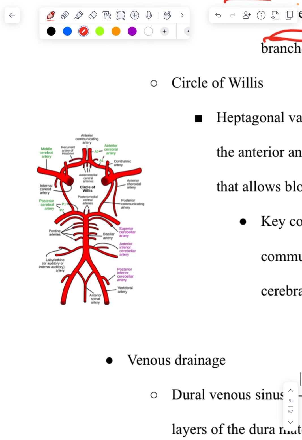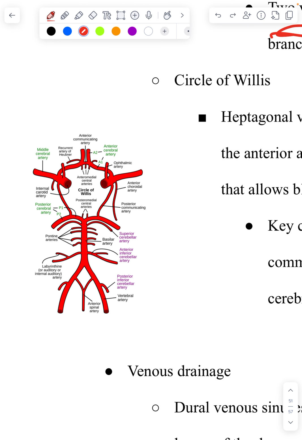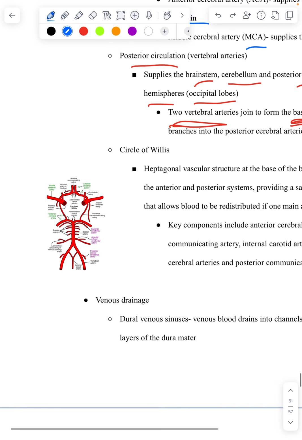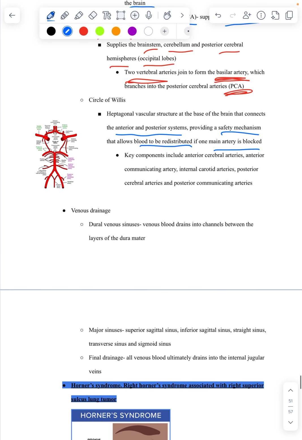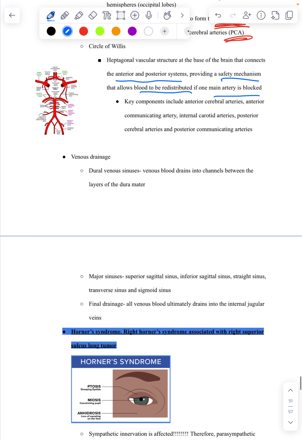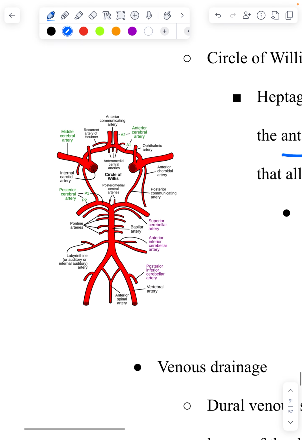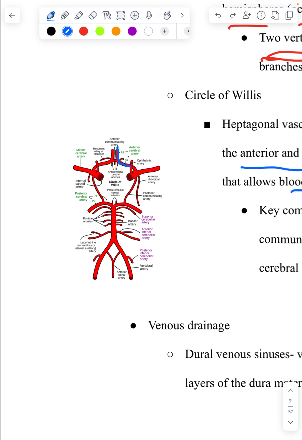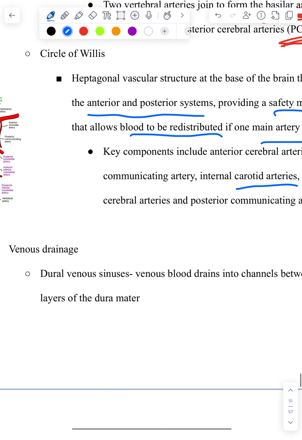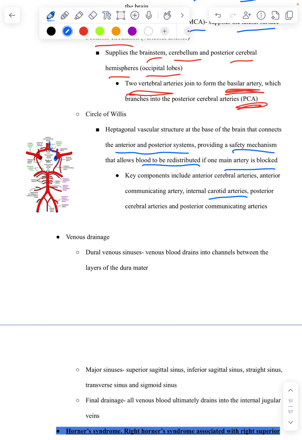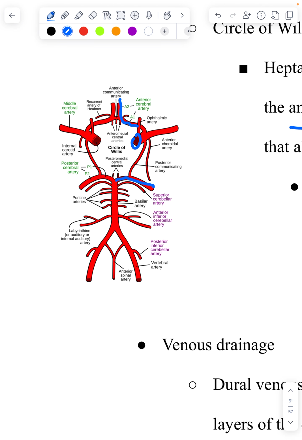Circle of Willis, this whole thing. Awful color choice, this whole thing. Whatever. Polygonal vascular structure, base of brain, connects anterior and posterior systems. Safety mechanism, allows blood to be redistributed if one main artery is blocked. Key components including anterior cerebral arteries, which are these. And the anterior communicating is what connects them in the middle. Internal carotid arteries, these things that are poking out at us, posterior cerebral arteries, and posterior communicating. So posterior cerebral, which is the last branch of basilar, and then posterior communicating.